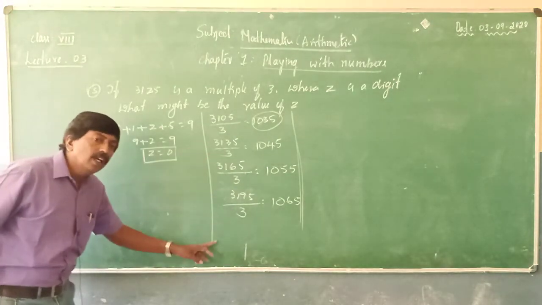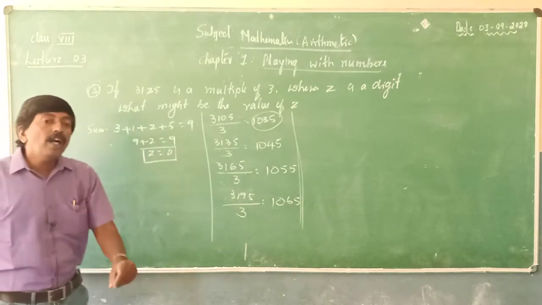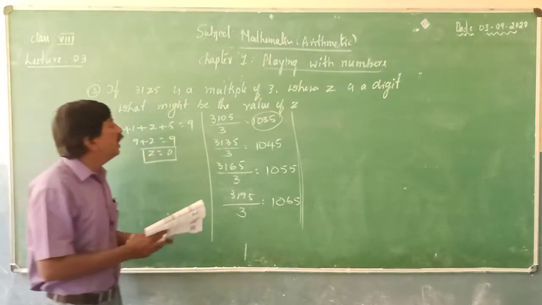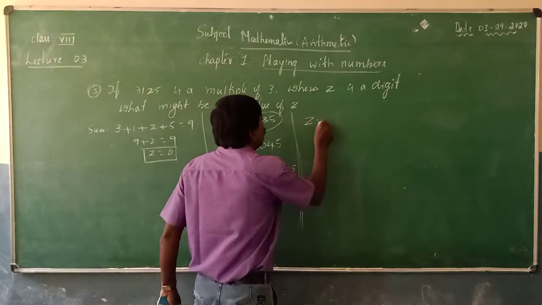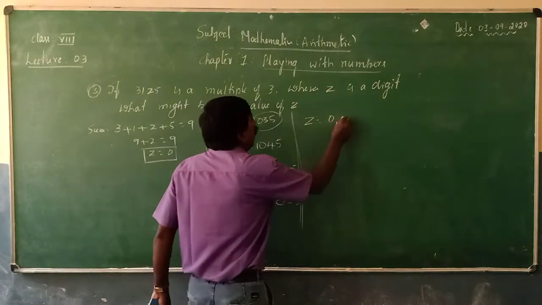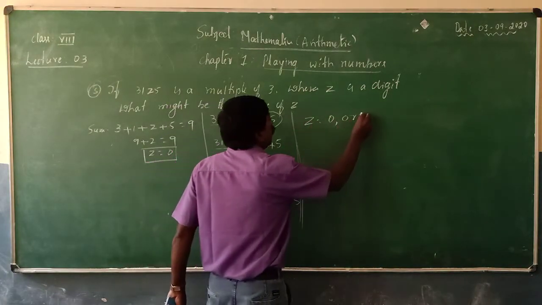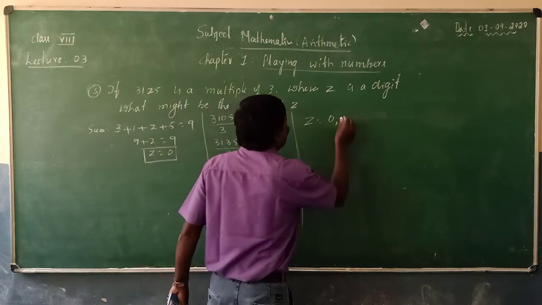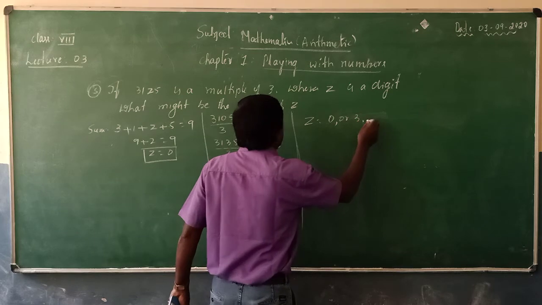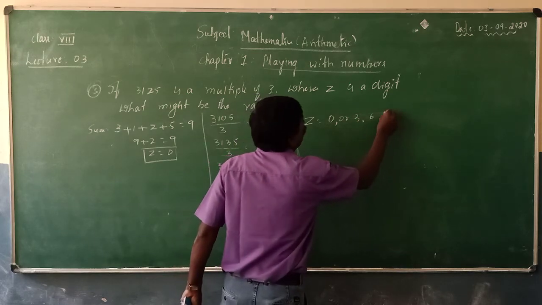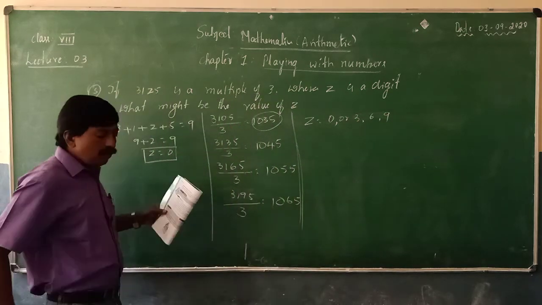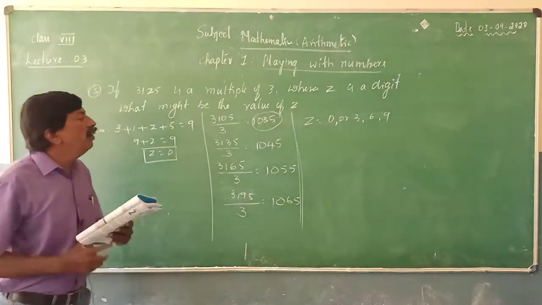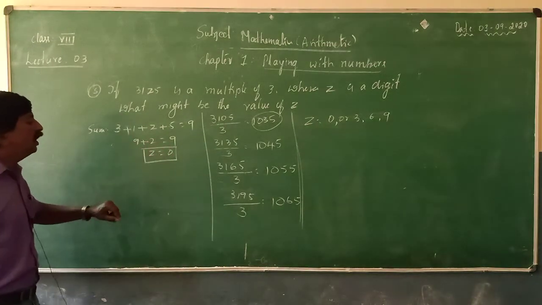Exactly divisible by 9. Therefore, what are the values of z? Here z is equal to 0 or 3 or 6 or 9. So remember these values. Z value is 0, 3, 6, 9.